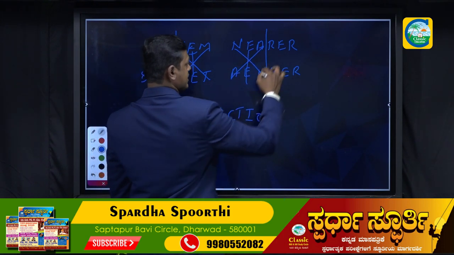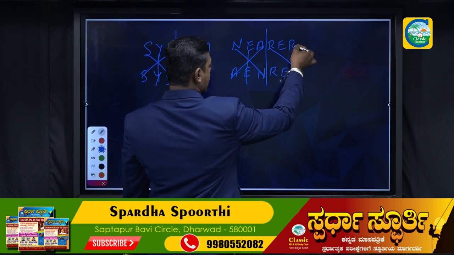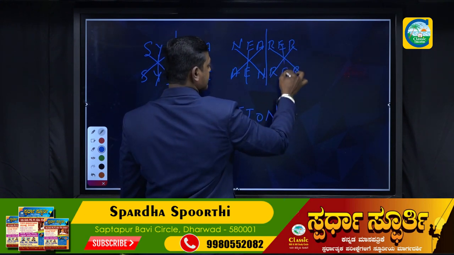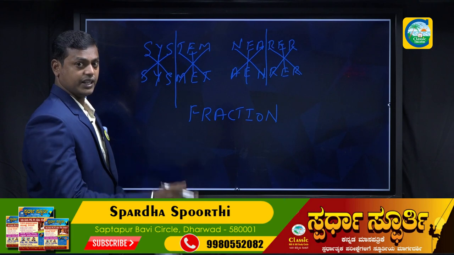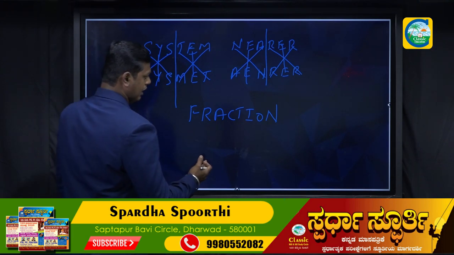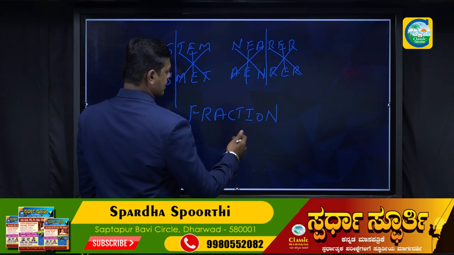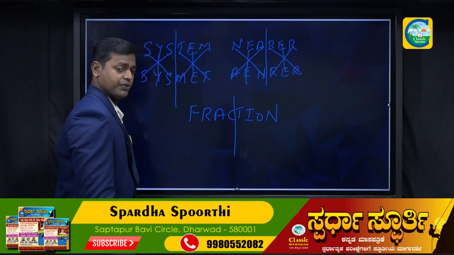N, N, A, A, E, E, like this. Then R, the last person, comes here. Then the middle person. Nothing else. Just a cross, exchanging them diagonally. Now here are the eight people. We'll make it a shuffle of 4-4.